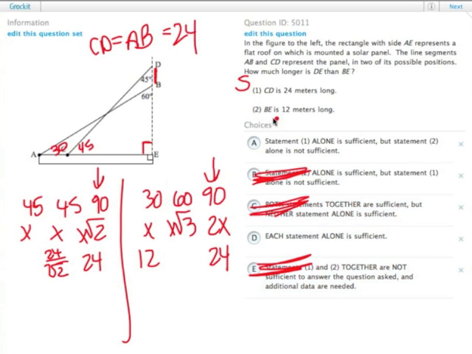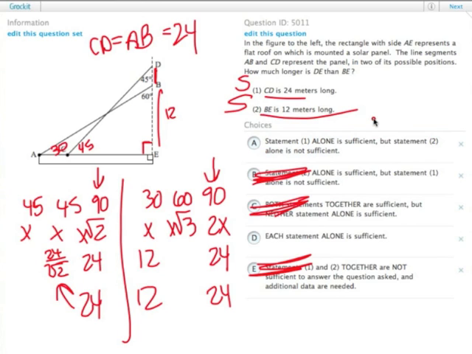Statement 2: BE is 12 meters. So this is 12. This gives us the side opposite the 30-degree angle in the 30, 60, 90 triangle. So this gives us the 12 here. From there we could figure out the 24. We would plug in the 24 here, and we would come up with the same answer and solve the rest of the way again. So again, knowing that once you have this framework you can figure out anything, just recognizing that each one of these is one of your numbers, you're done. So either statement on its own is sufficient.